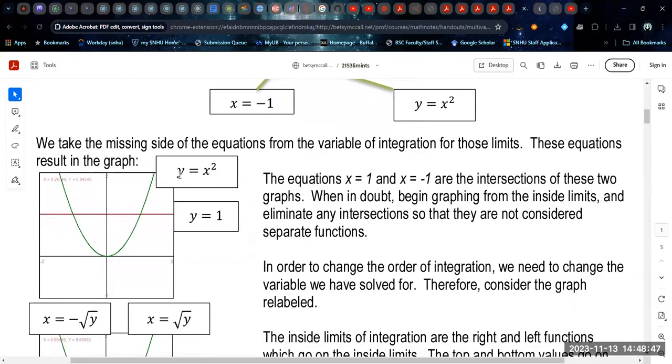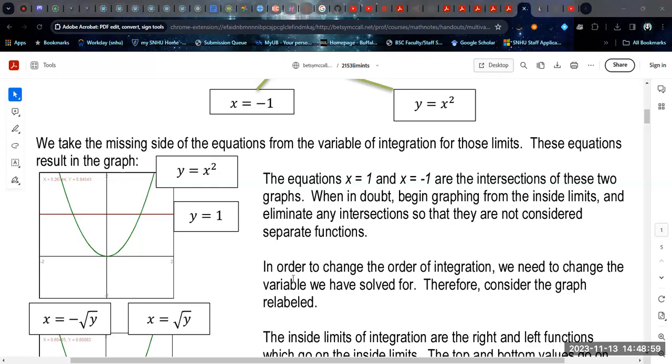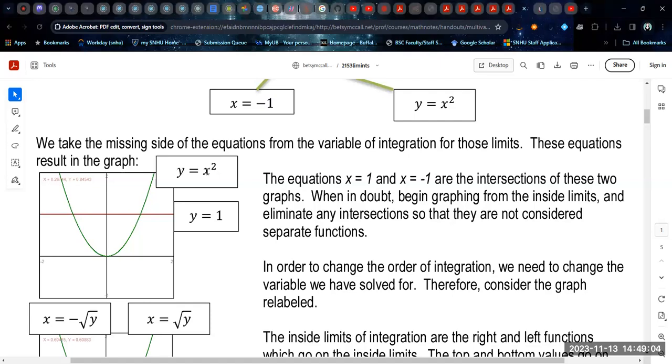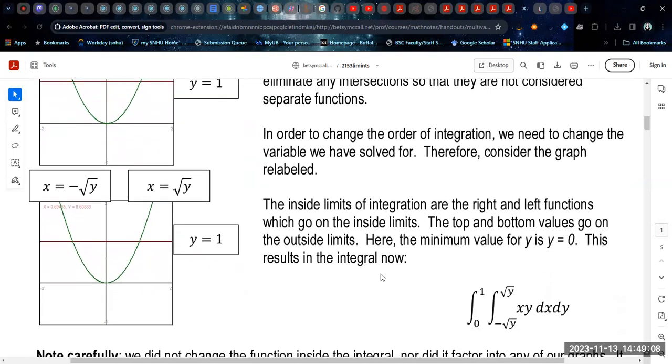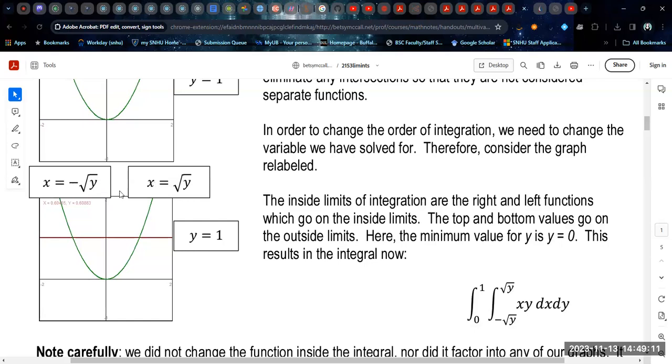So here is our y equals x squared, and here's our y equals 1, and the intersections are the -1 and 1. That's where those boundaries come from. Now, in order to change the order, we need to change our y equals x squared into x as a function of y. And so when we do that, we get boundaries on this side as x equals the square root of y, and on this side, x equals -square root of y. Y equals 1 is still there.